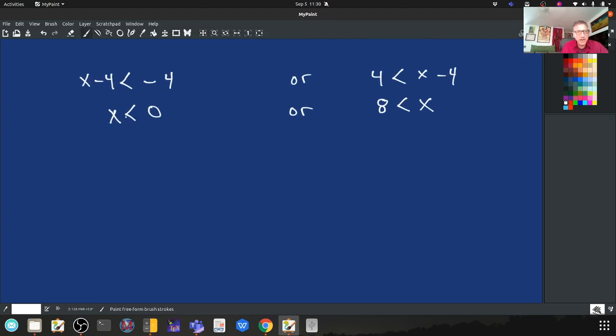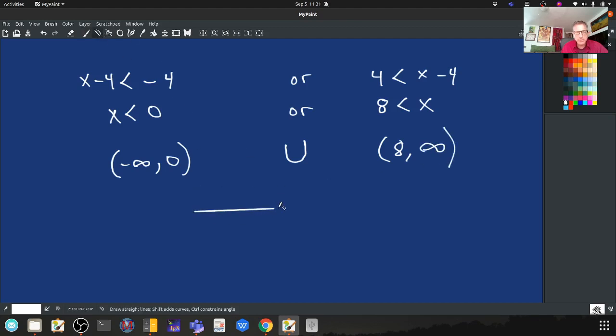The values of x less than 0, well, that includes minus infinity up to 0 but not including. We're taking the union, and here x is greater than 8. And if you look at our two number lines, there is no simplification of that union.